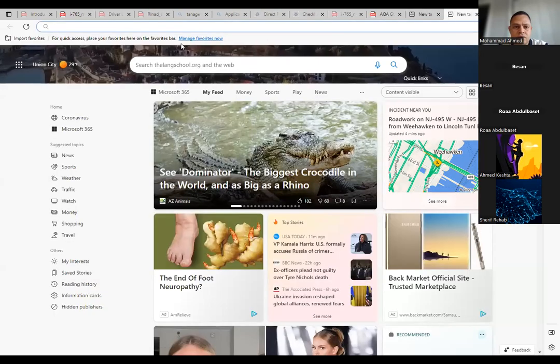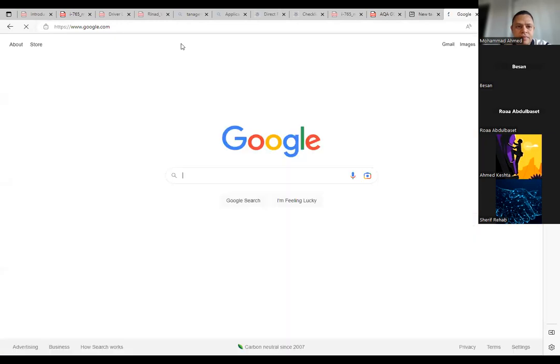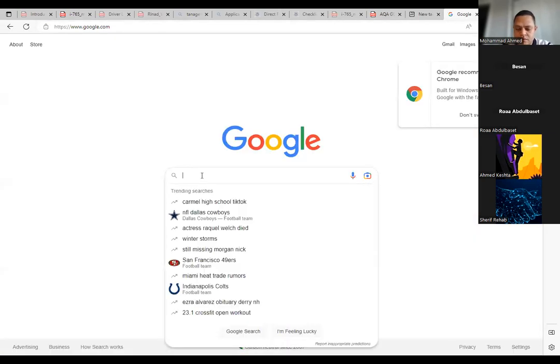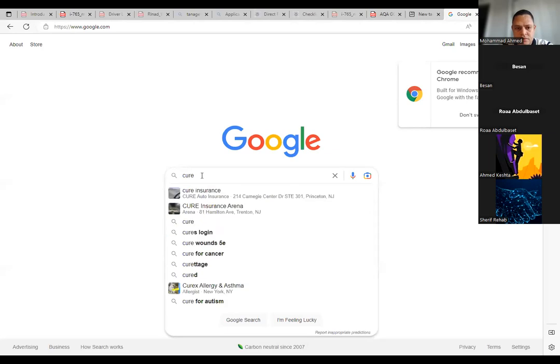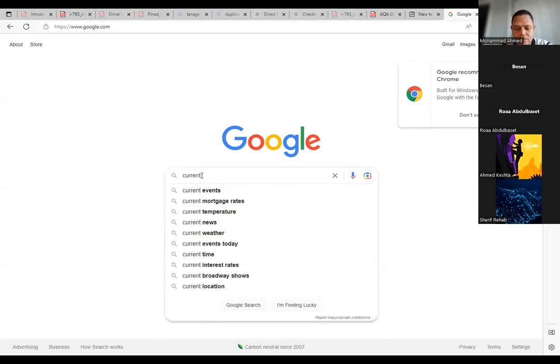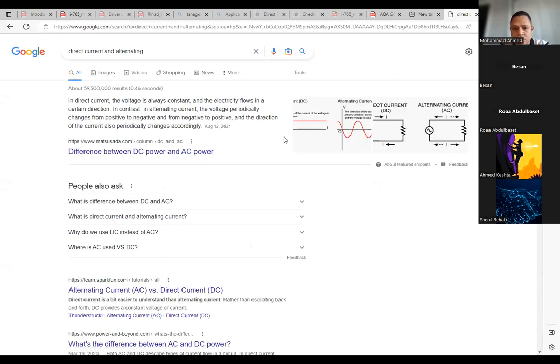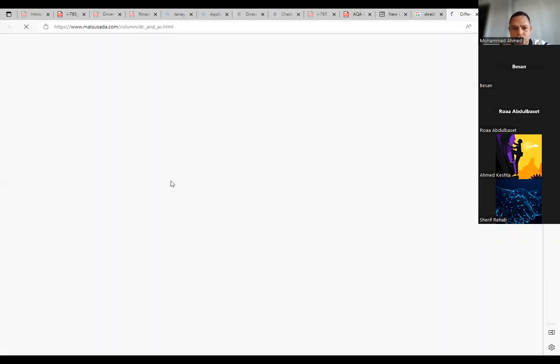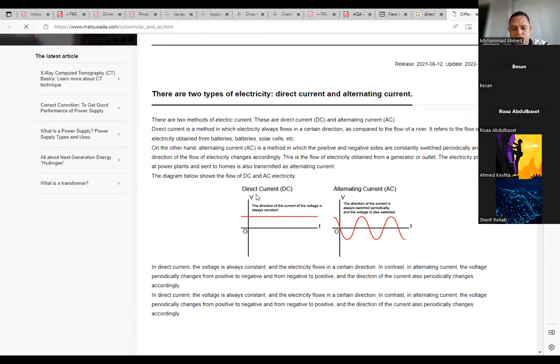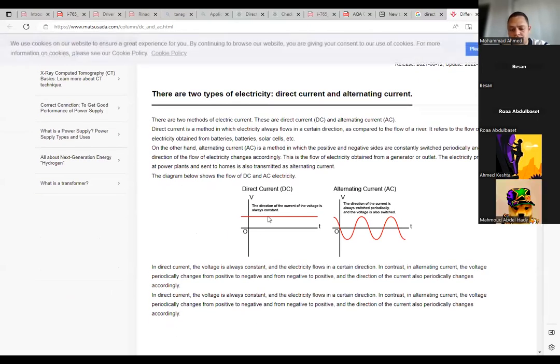I'm going to show you pictures about the differences between direct and alternating current. So for the direct current, the volt is direct. The amount of volt per unit time is going to be direct, and the current per unit time is going to be direct. The direction of the current and the voltage is always constant.